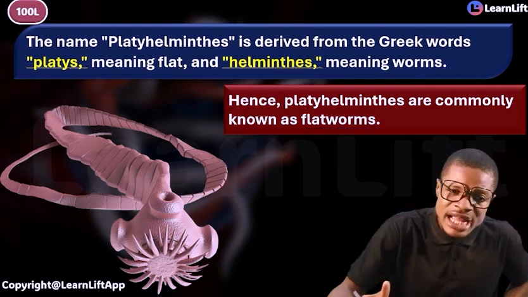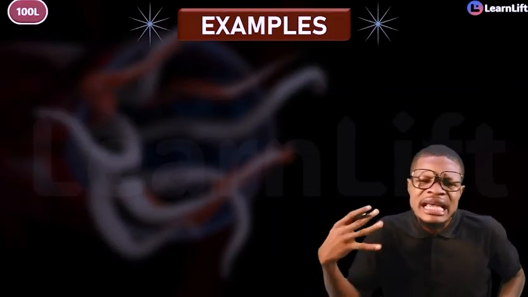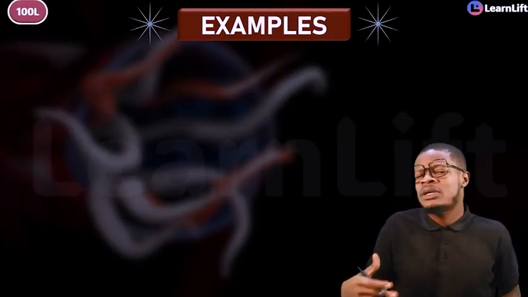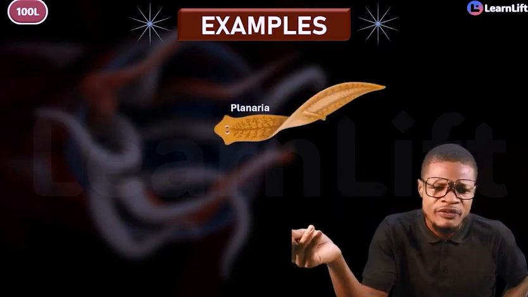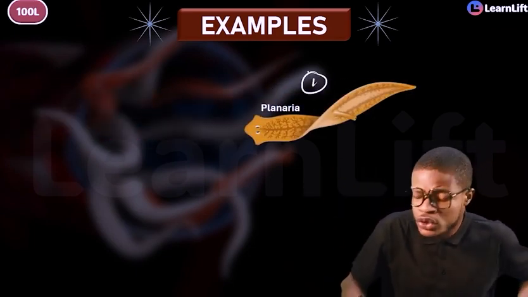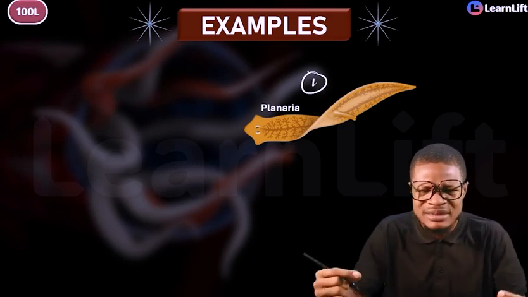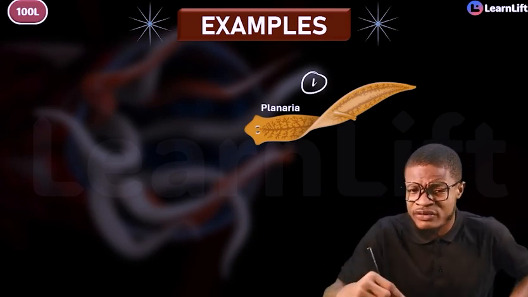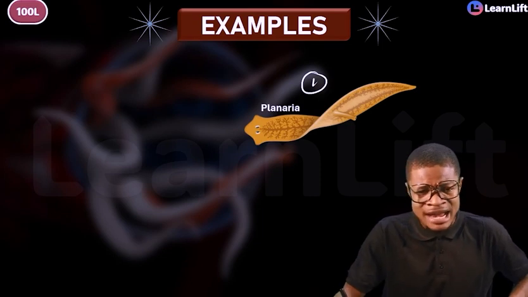Platyhelminthes are commonly called flatworms. Another interesting thing very quickly is the examples of platyhelminthes. They include the following. Number one is called planaria. I want you to pay attention to those organisms, because we are going to treat all of them in detail. This is planaria, number one.